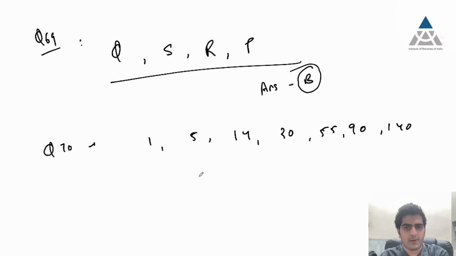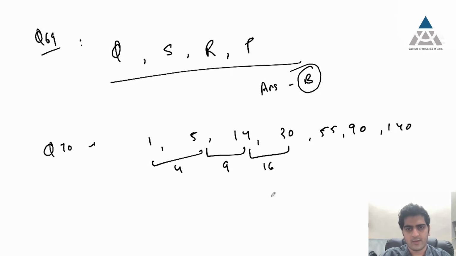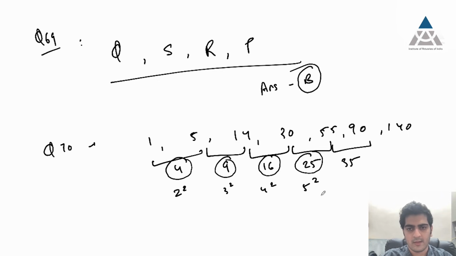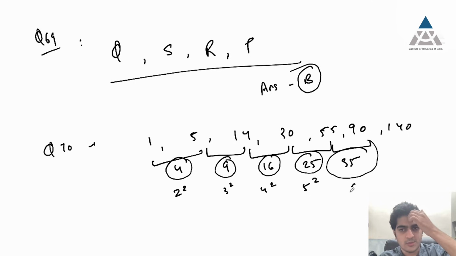So let's try and create a sequence between them. The first difference is 4. Here the difference is 9. The difference is 16. I hope you can start seeing the pattern already. Between 30 and 55, the difference is 25. Between 55 and 90, the difference is 35. So you can see that the differences have a clear pattern. This is 2 square, this is 3 square, this is 4 square, this is 5 square. Now this is supposed to be ideally 6 square, that is, this should ideally be 36.